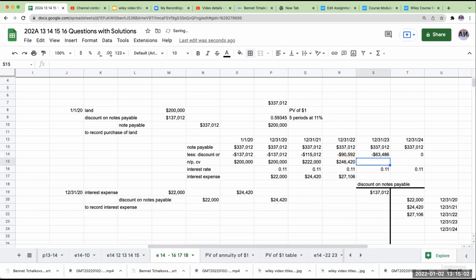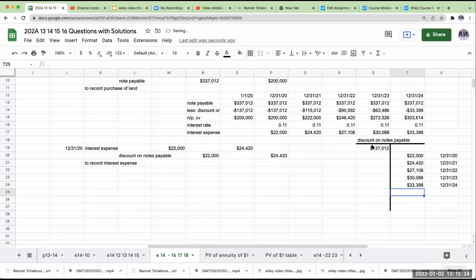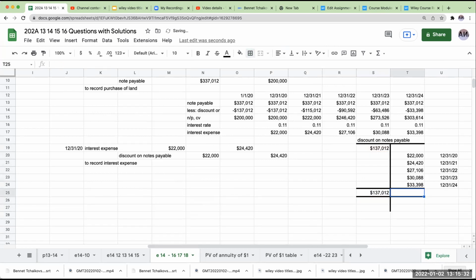And then I'm going over here, and my Excel skills are absolutely horrendous. So children, don't try this at home. And then over here. Okay, so right over here, I've got 27,106. I've got 30,088. And then lastly, I end up with 33,398.